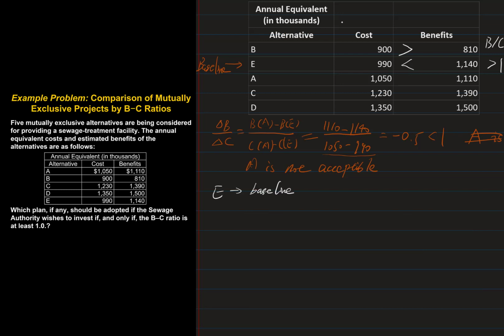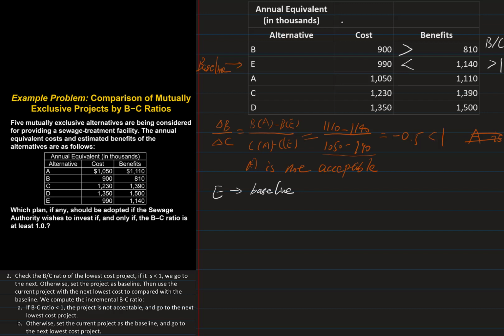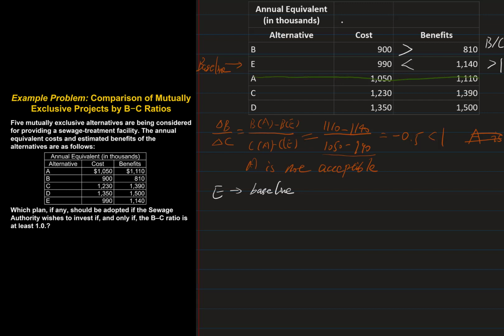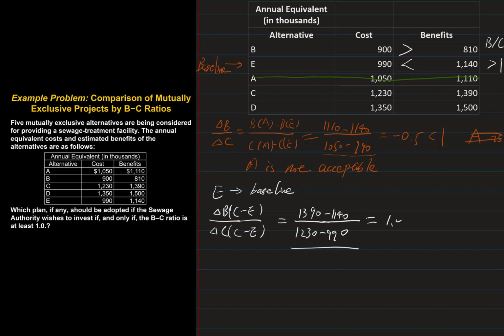Then we continue our procedure. This time E is still our baseline, and we have rejected A, and now we want to compare C with E, with the same procedure as above. We are still computing the benefit of C minus the benefit of E, divided by the cost of C minus the cost of E. Then we have this, which equals 1.05, greater than 1. So we say that project C is acceptable, and we set C as our new baseline.